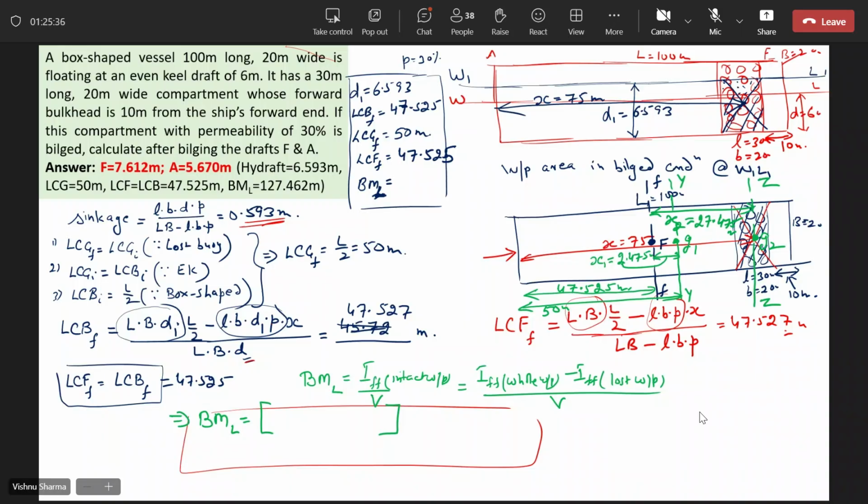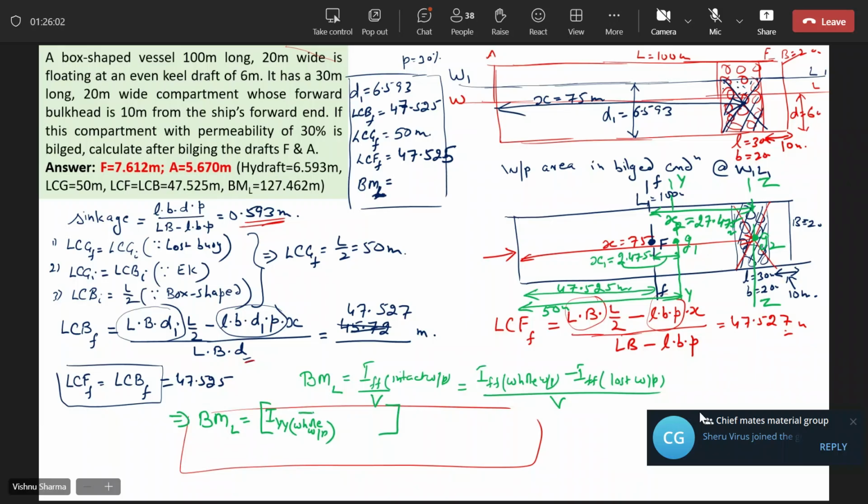Sir, do we have to say it in notation, or what? Notation, of course. So it will be BL cubed by 12. No. First, apply the theorem of parallel axis. It will be IYY of the whole water plane. Right, guys? Once you write this, then even if you don't write in the notational form, it will be easier for you. Plus area of the whole water plane into X1 square. Am I right, guys? Yes or no? Yes, sir.